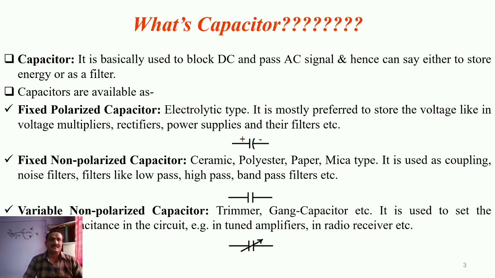So the fixed polarized capacitor, that is the electrolytic capacitor, is mostly preferred to store voltage, like in voltage multipliers, rectifier circuits, power supplies and their filters, etc. While fixed non-polarized capacitors are mostly available as ceramic, polyester, paper, mica types, and are used for coupling, then noise filters like low pass, high pass, band pass, etc. Then variable non-polarized, also known as a trimmer or gang capacitor, is used to set the required capacitance in the circuit, for example in tuned amplifiers in radio receivers.